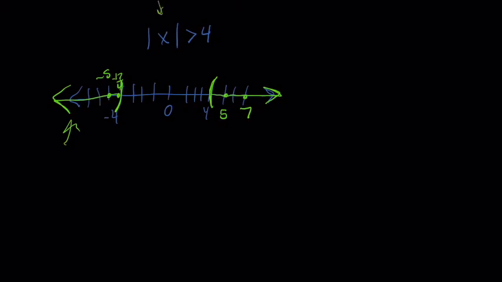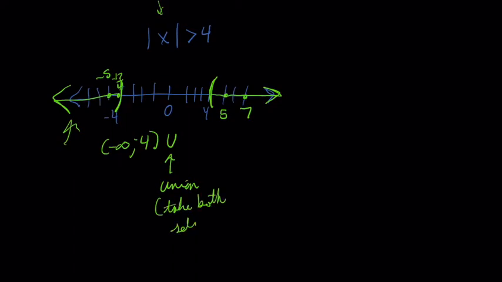So here my solution set goes from -infinity, because remember we read from left to right, all the way to -4, union. This is what this symbol stands for, union. It means we take both sets together. So we're going to union that with 4 all the way to positive infinity.